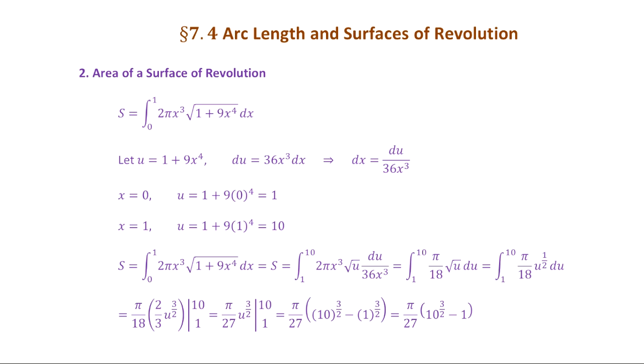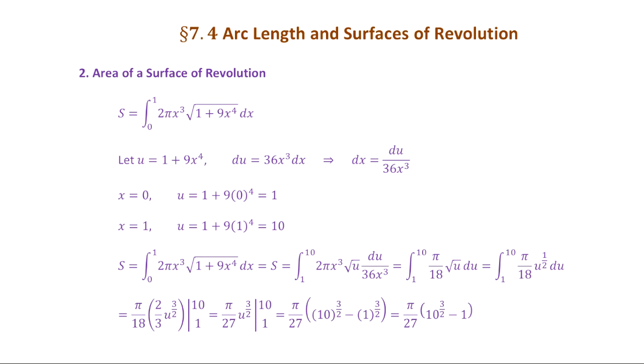So now the surface area is the integral from 0 to 1 of 2 pi x cubed times square root of 1 plus 9x to the fourth from the previous page. So we were going to replace everything to u. So the lower limits and the upper limits of integration become 1 and 10 as we already did.